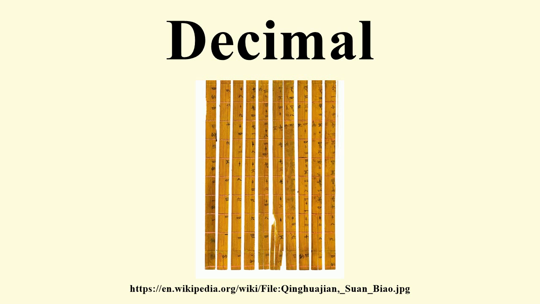2. 20 divided by 7 equals 2 with a remainder of 6. 60 divided by 7 equals 8 with a remainder of 4. 40 divided by 7 equals 5 with a remainder of 5. 50 divided by 7 equals 7 with a remainder of 1. 10 divided by 7 equals 1 with a remainder of 3. 30 divided by 7 equals 4 with a remainder of 2. 20, etc.